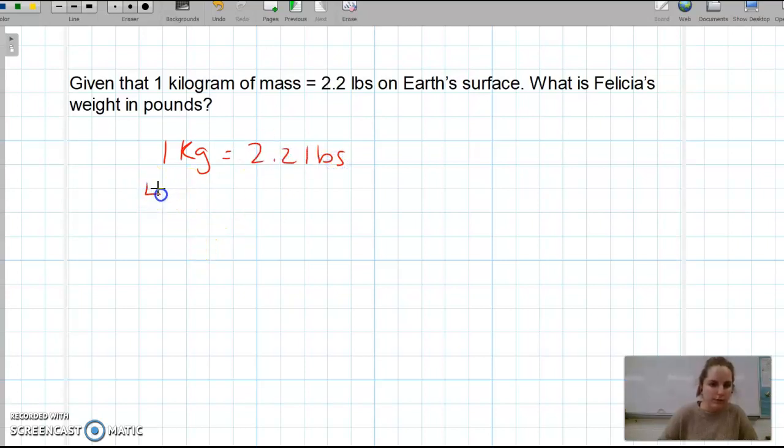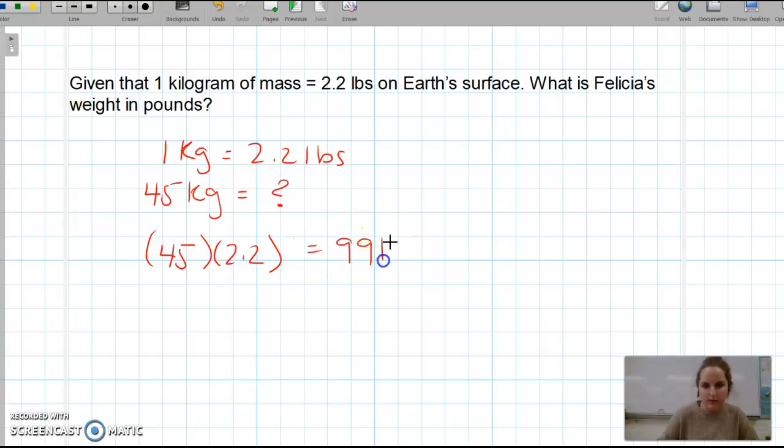So we know that Felicia's mass was 45 kilograms. So what was it in pounds? Well, it's a question mark to us. So in order to solve for pounds, we would take 45 times 2.2, and we would get 99 pounds.